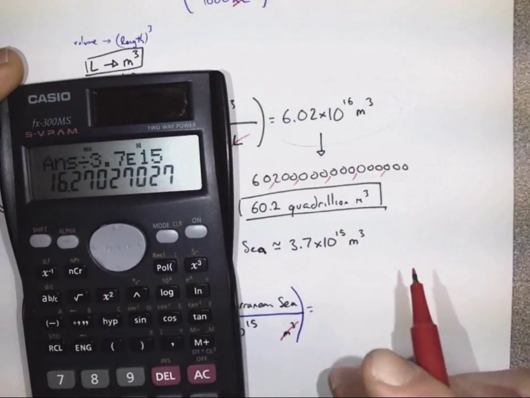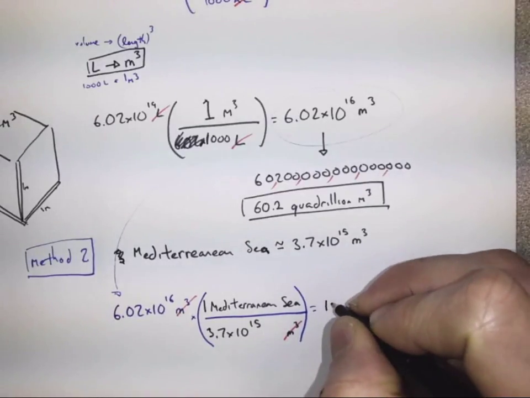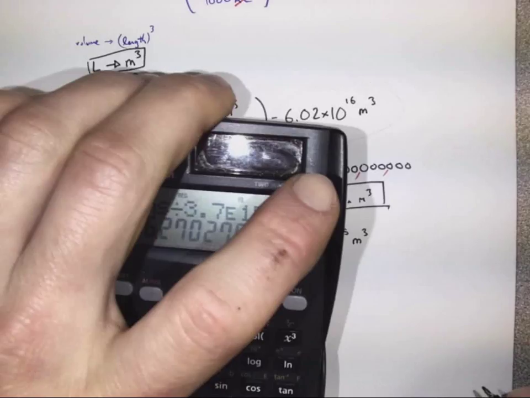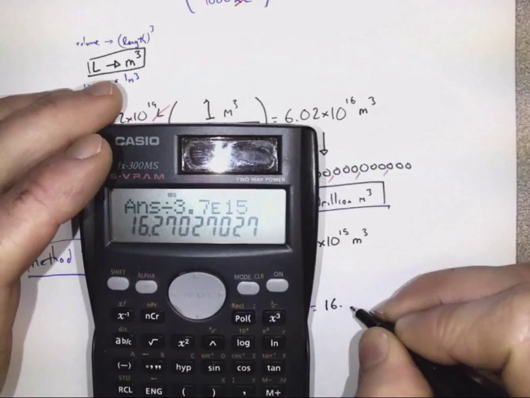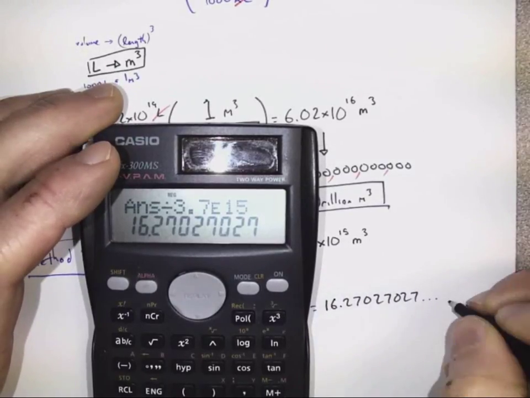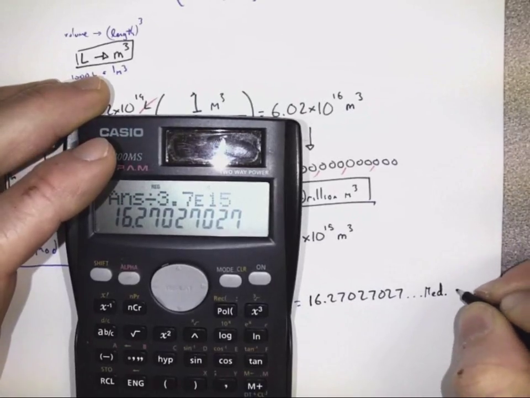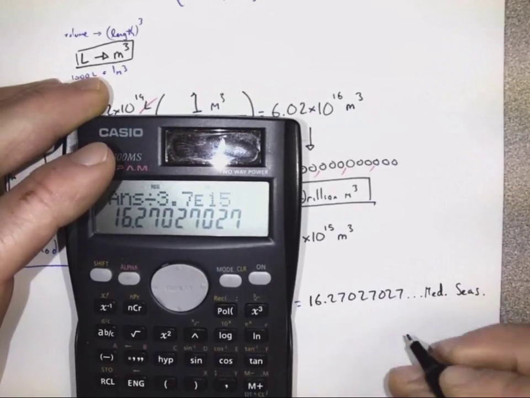It gives me 16. Okay. Interesting. So I get 16.27027027027 Mediterranean seas. I'm going to abbreviate it Med Seas.